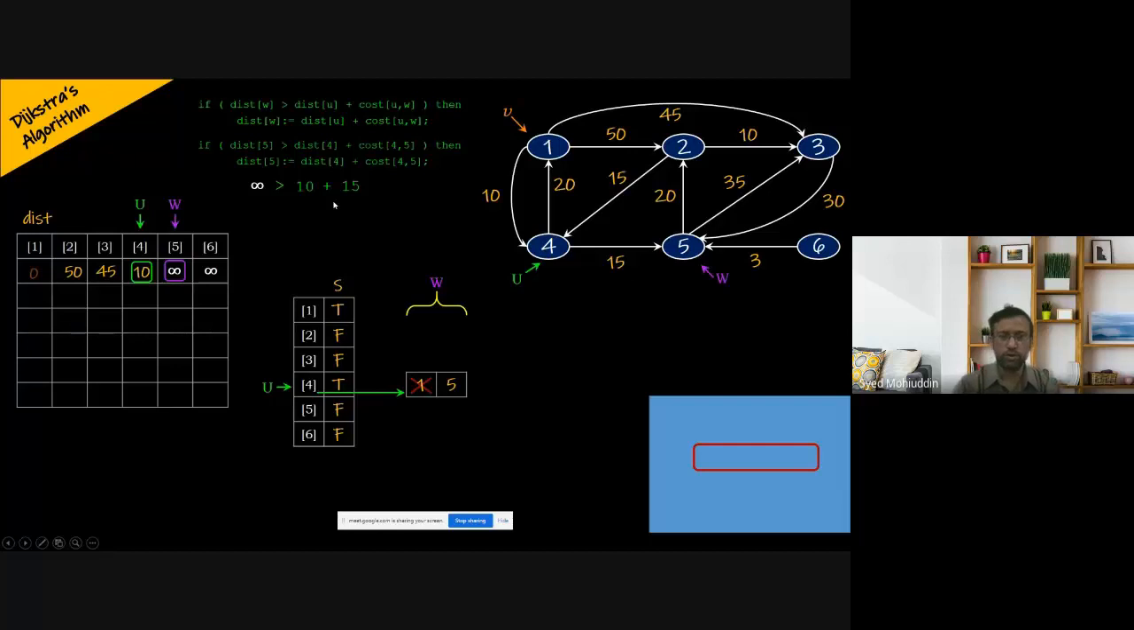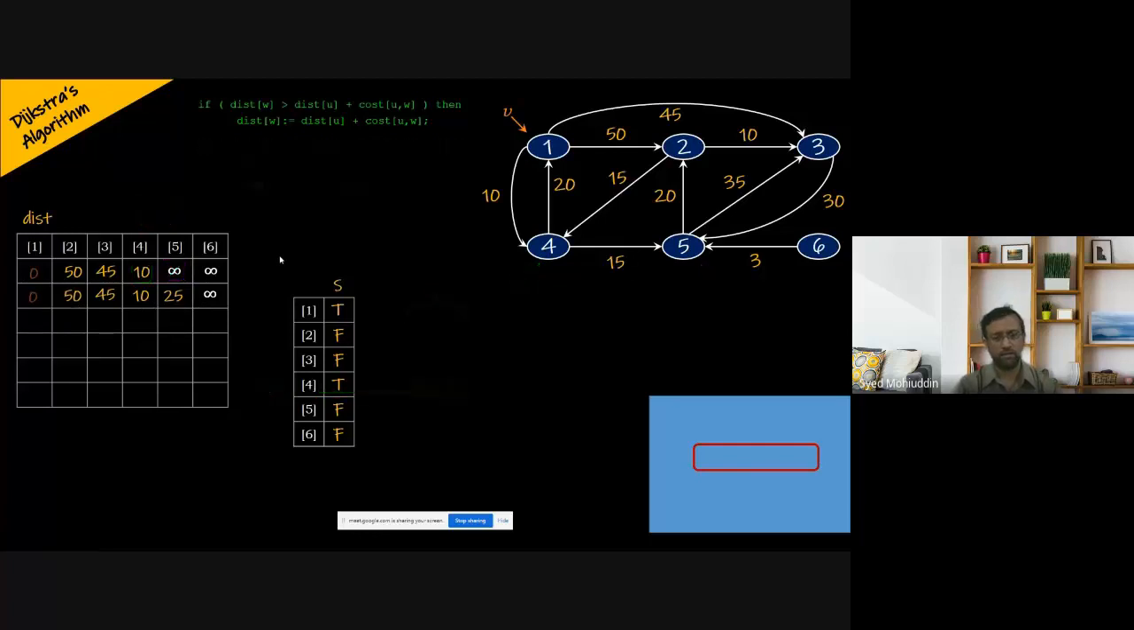This is true. So instead of the value infinity in the distance array for vertex 5, we update that to 25. That is the relaxation rule. We change it, so instead of infinity, we update it to 25. Now, what about the rest? The rest of the distance values remain the same.